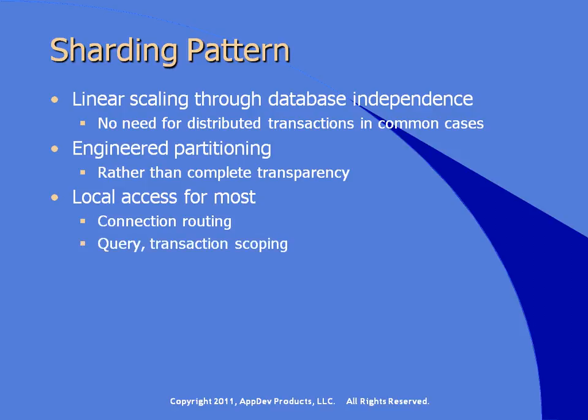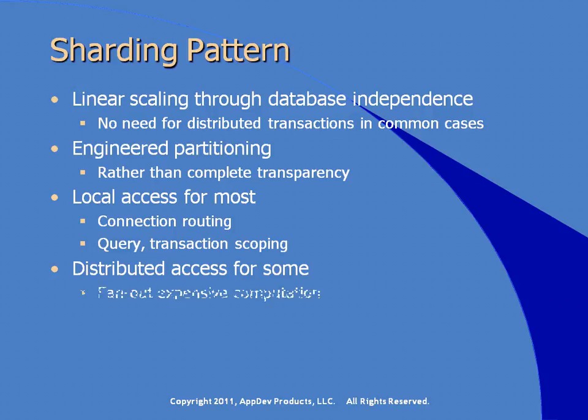We also need to think about the query and transaction scoping, meaning if we're wrapping a query in a transaction, where and how is this transaction being scoped? A lot of us are used to distributed transactions. We think in terms of sharding as distributed transactions. But for some, this is distributed access. Fanning out queries can be an expensive computation, so we need to think about sharding in simpler terms.